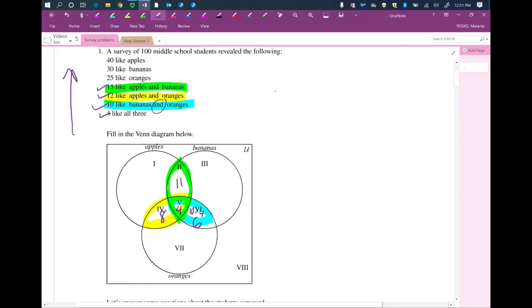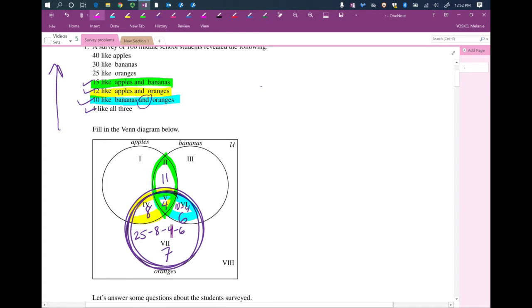25 like oranges. So here's the oranges circle. That whole circle adds up to 25. So 8 plus 4 plus 6 plus whatever's out here, these are the students who like only oranges, will add up to 25. So to find just this region right here, the people who like only oranges, we're going to subtract. So we're going to do 25 minus 8 minus 4 minus 6. Okay, and we get, what is that, 7? 7 like only oranges, so be very careful. 25 like oranges, so the whole circle is 25. This region out here is only oranges.